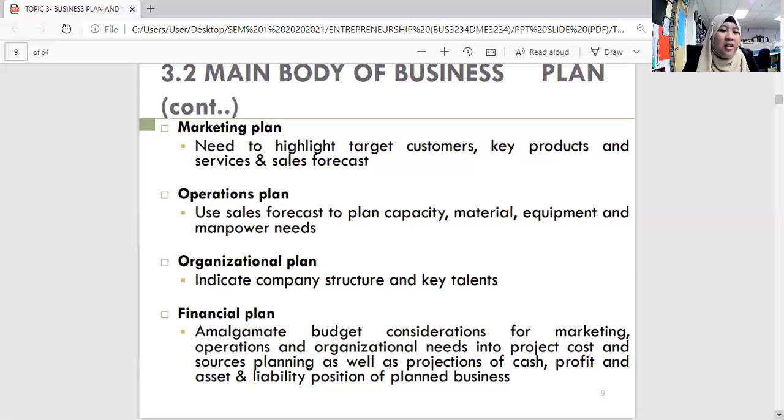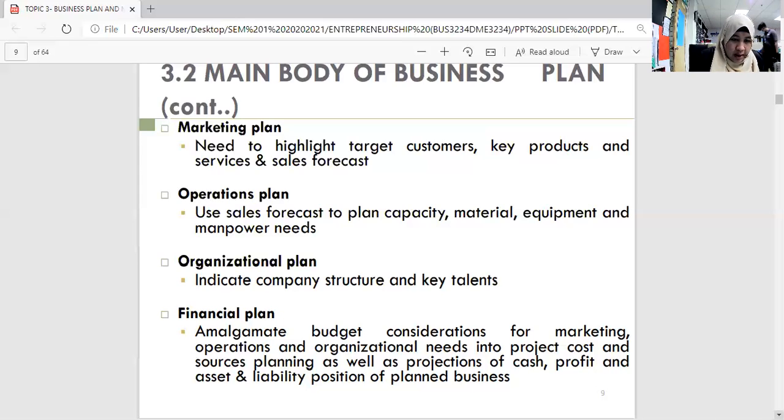So I repeat again, mostly it starts with the organizational plan or administration plan. The second one will be the marketing plan, number 3 will be the operational plan, and the last one is the financial plan. Okay, all right.